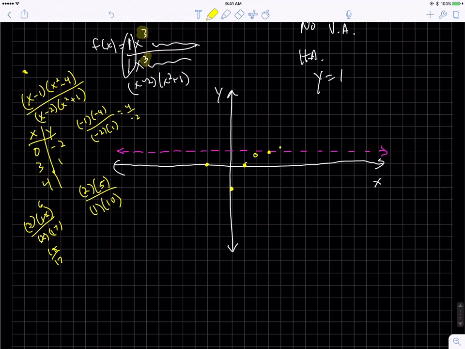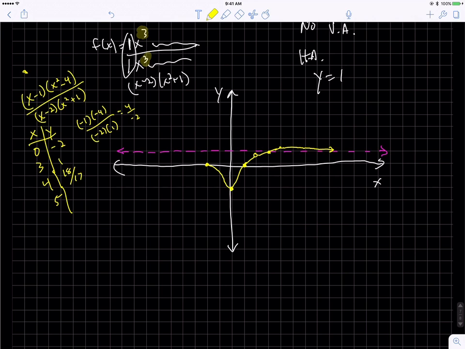Then when I plug in a 5, I should start to approach. So it looks like we're doing this kind of thing. Hole there. Comes up here. And then it's going to approach the asymptote the rest of the way.